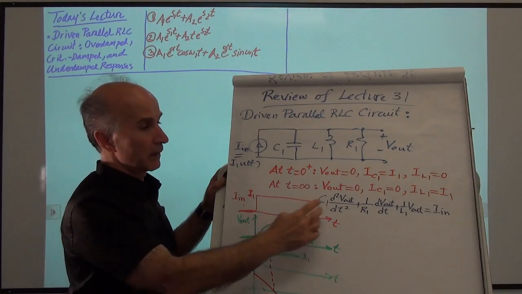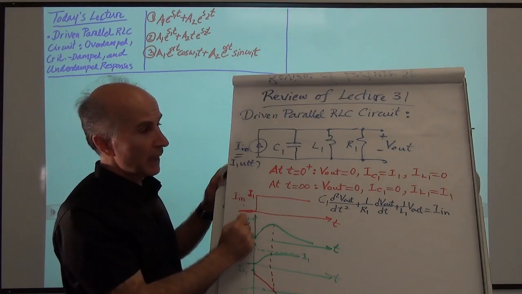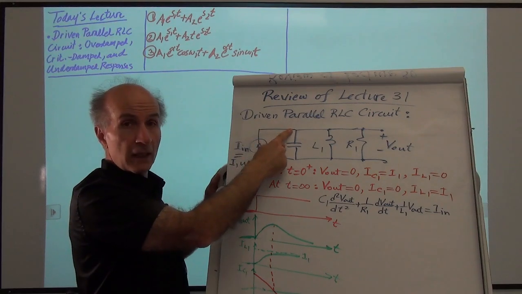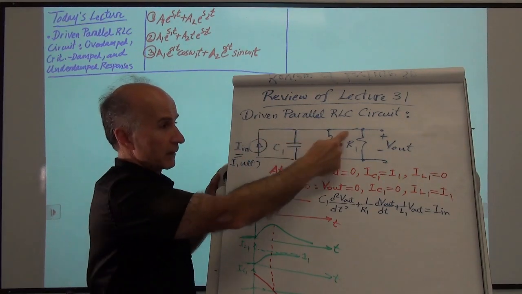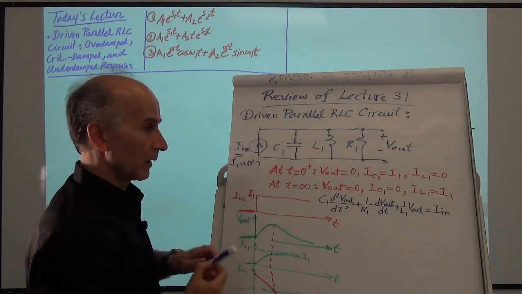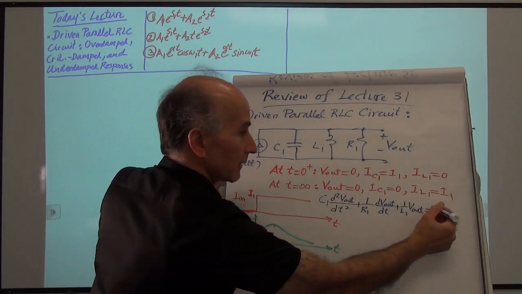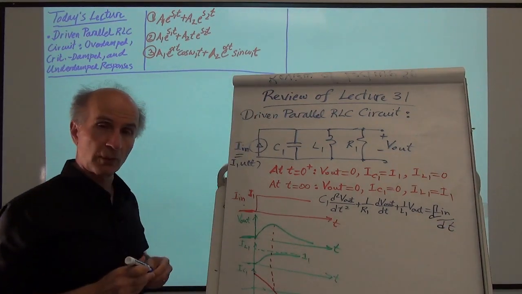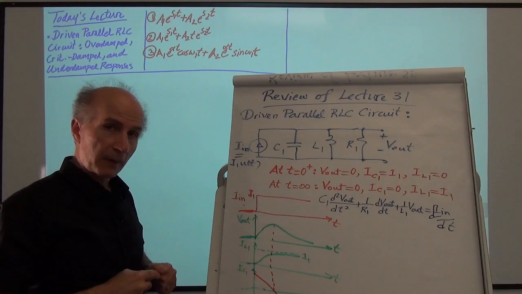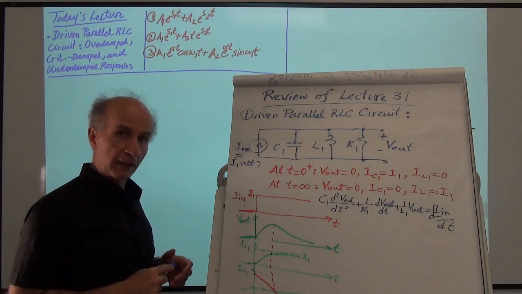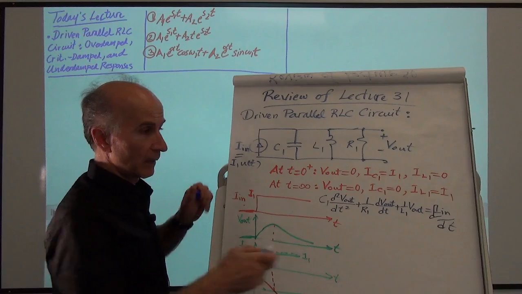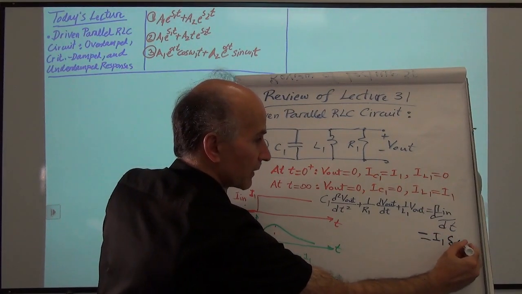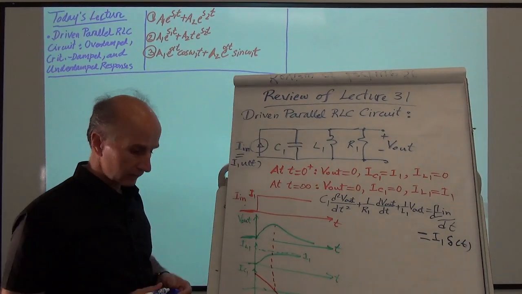So then we wrote the differential equation governing the circuit, and this differential equation was given by this current equal to this current plus this current plus this current. And what we saw was that actually this should be the derivative of dI_in over dt. We ended up with this differential equation. Now if we consider the simple case of I_in as a step, then this derivative would be equal to I1 times the impulse, delta(t).